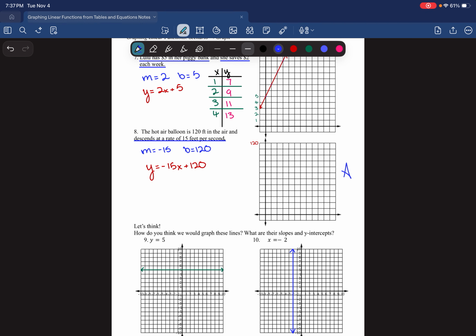Remember, this one right here will be on Schoology, so just check the key. I want you to try to do it on your own, and then you can check it to make sure your answers are correct.